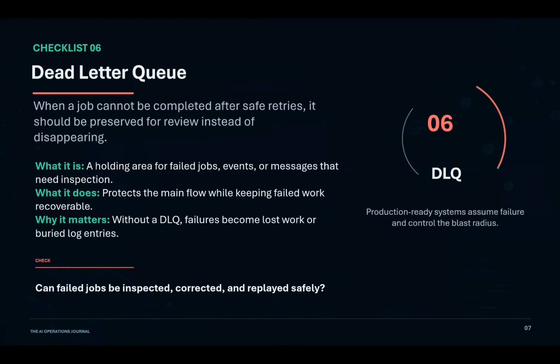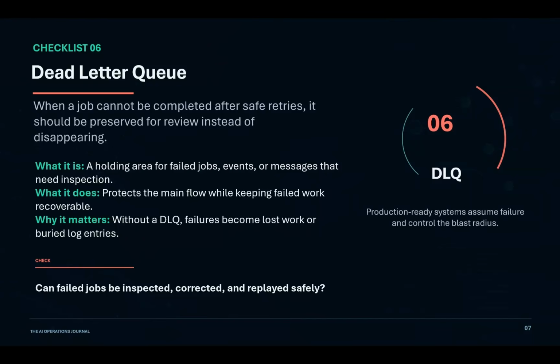Number 6 in our checklist, dead letter queue. This is where you're going to send jobs that didn't complete after all the retries. Let's say you retried 3 times and it didn't work. You made the API call to OpenAI or Claude, it didn't work 3 times. Then you send that transaction to that dead letter queue. Essentially, it's a record in a database, most likely, where it's going to stay there waiting for review.